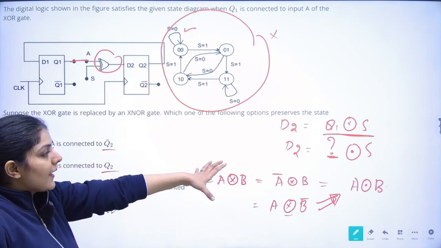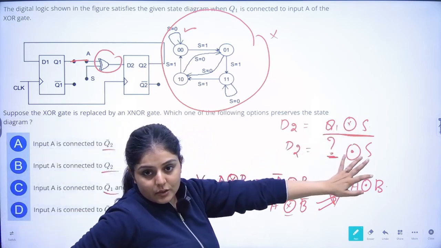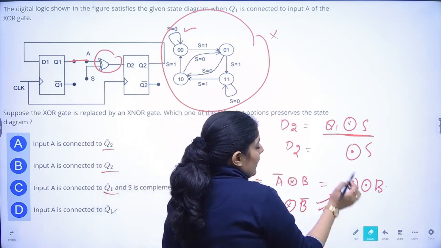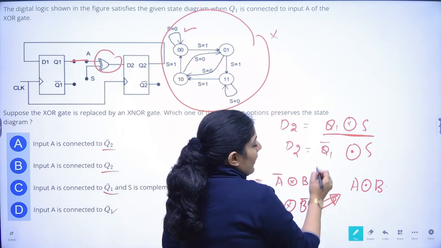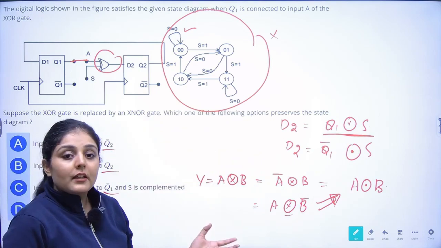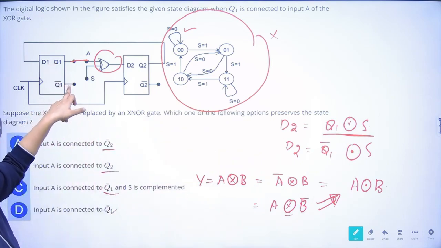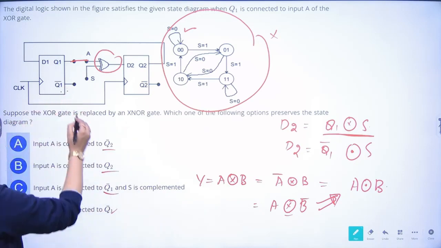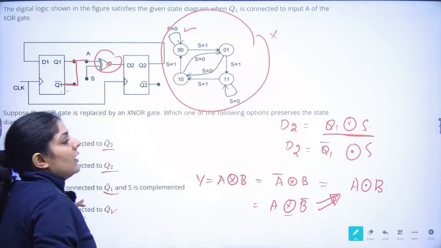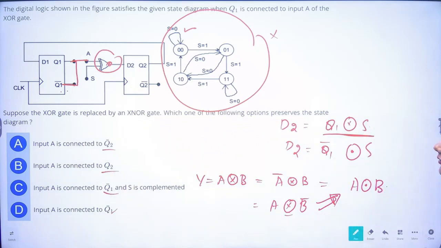So now what they are saying is that instead of XOR, we have to use an XNOR gate. So what I can do is take Q1 bar, the output of D1. I can connect this to A if my gate is replaced by this, in order to maintain the state. Very easy.